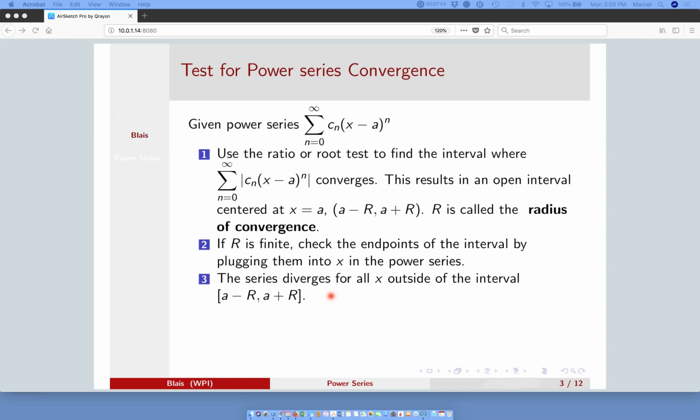And you'll see how this works with the ratio or root test. It's actually because the ratio and root tests are inconclusive when rho equals 1 that you have to do the annoying step 2, which is manually check the two endpoints. Those two endpoints correspond to the case when rho is equal to 1 and inconclusive for the root or the ratio test. Okay, so let's see this in action.